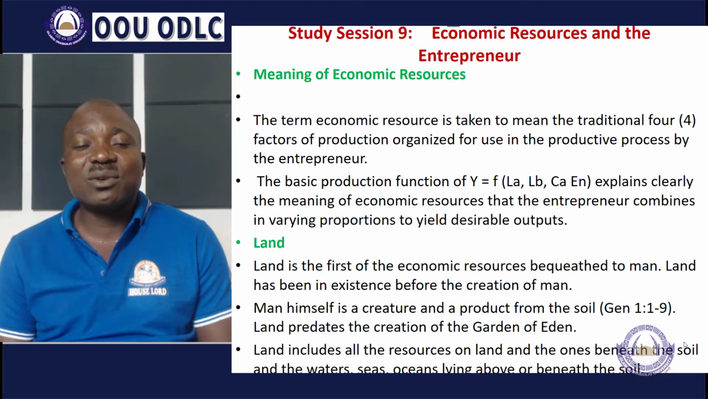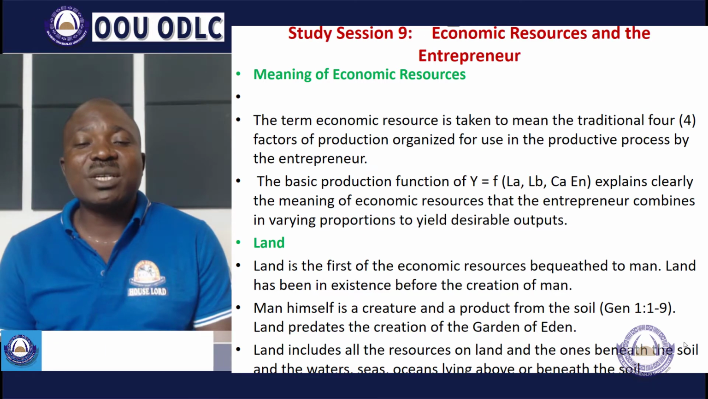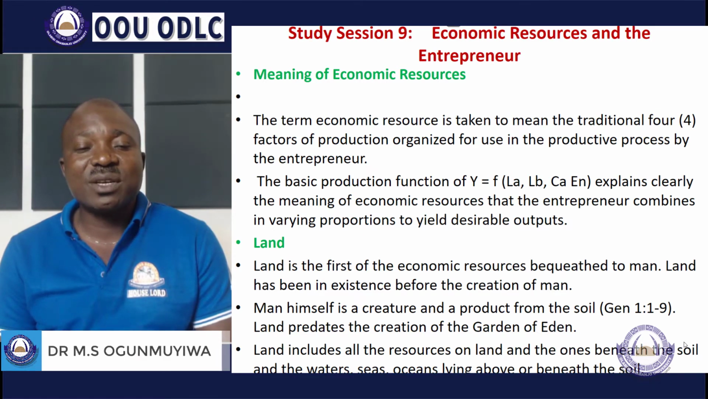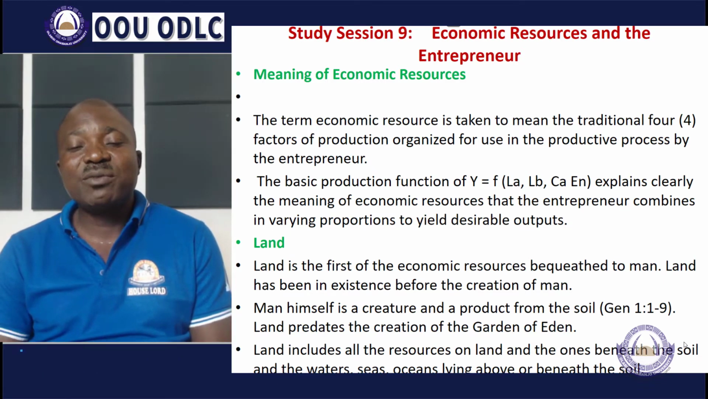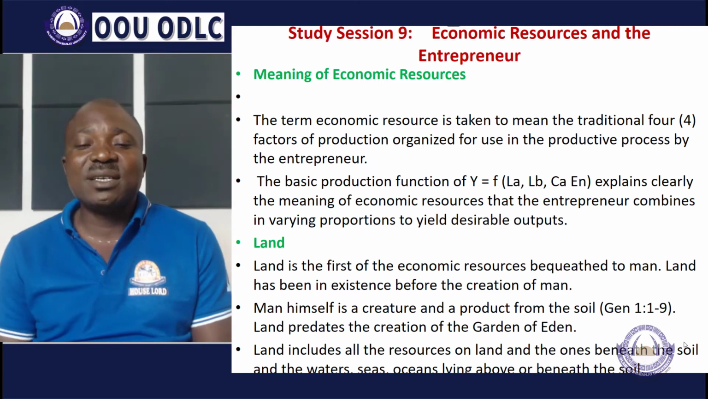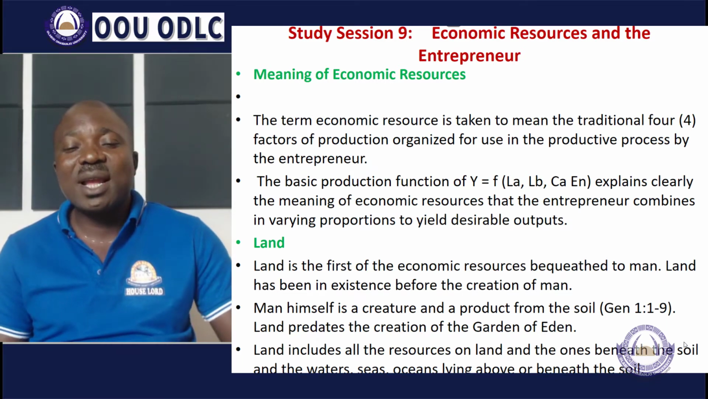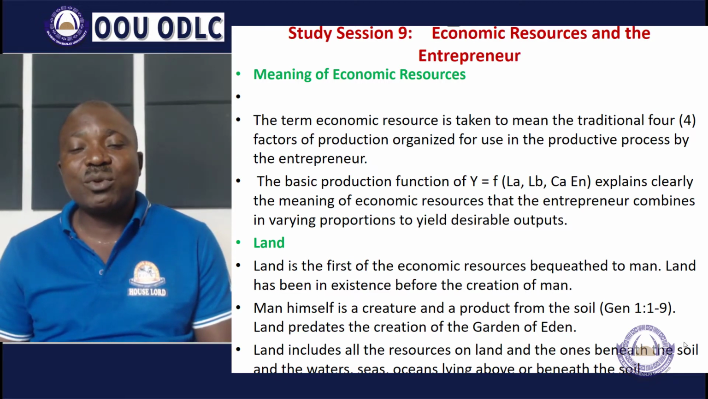In the course of our lecture in study sections 7 and 8, we mentioned this production function, how it is important to the entrepreneur and the function the entrepreneur performs in that chain. These factors of production are also called the inputs in the productive process. They are the factors that are organized by the entrepreneur in varying proportions to bring forth a given output. These factors are: 1, land; 2, labor; 3, capital; and the 4th one is the entrepreneur. Here, the entrepreneur performs the function of the organizer who organizes the 3 other factors for production to actually take place.